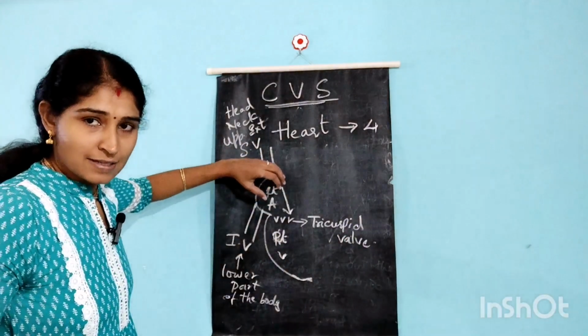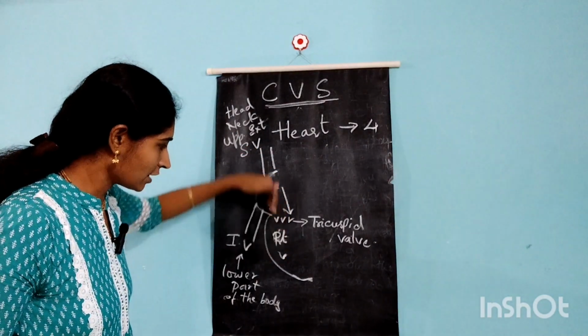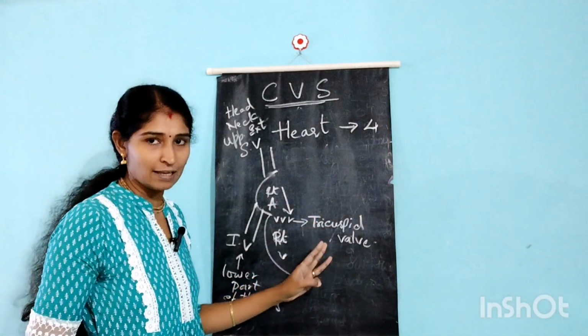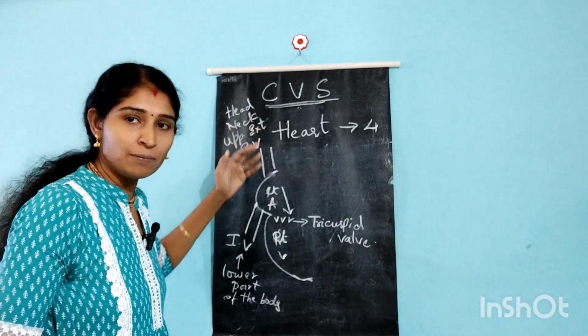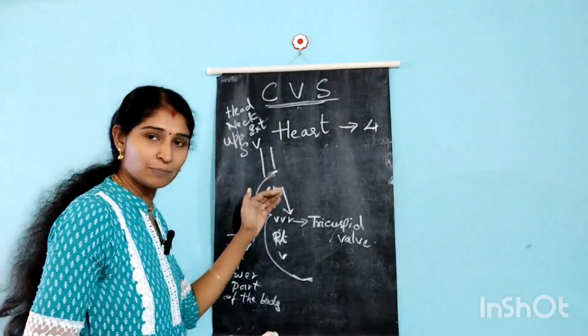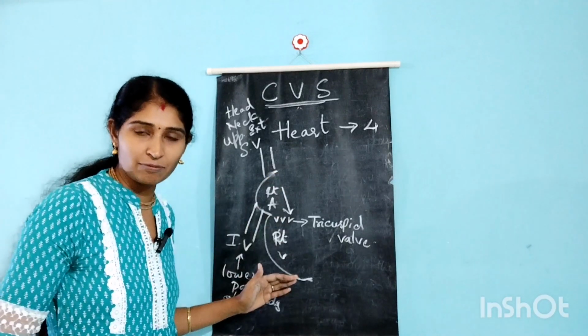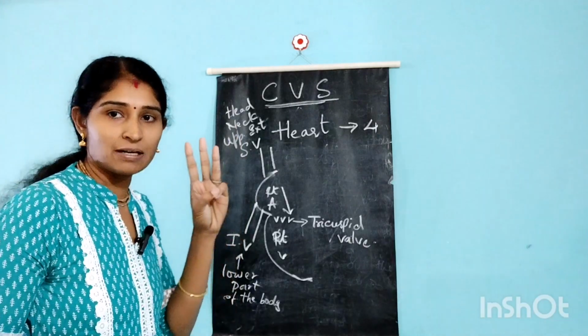The deoxygenated blood which is moving from the right atrium to the right ventricle should pass through this valve, which has 3 valves, the tricuspid valve. And why is this valve present? To prevent the backflow of the blood. There is a valve present in between the right atrium and right ventricle, and it is 3 in number, so it is called the tricuspid valve.